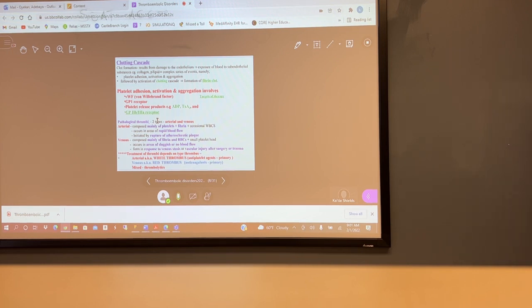This is opposed to venous thrombus, which is composed mainly of fibrin and red blood cells, and only a tiny bit of platelets. And because we're talking of veins, this occurs in areas of sluggish or no blood flow at all. So if you think back to what I've been telling you about prolonged bed rest or immobilization and all that, then you know that is when you have venous thrombi occurring in areas of sluggish blood flow. And this forms in response to venous stasis or vascular injury after surgery or trauma.